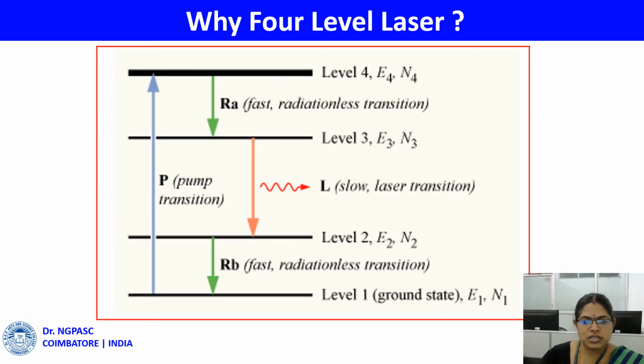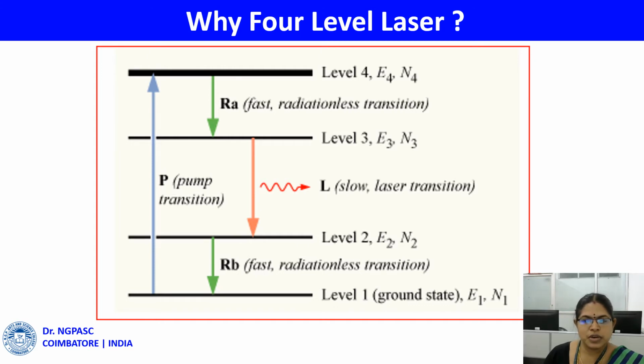E3 is the metastable state. Thus, the number of atoms in E3 exceeds the number of atoms in E2. So population inversion condition is achieved between level E3 and level E2. The laser action starts between E3 and E2 by means of stimulated emission. That is shown here in red color arrow, that is, a photon is emitted. A good wavelength of photon is emitted at this part.